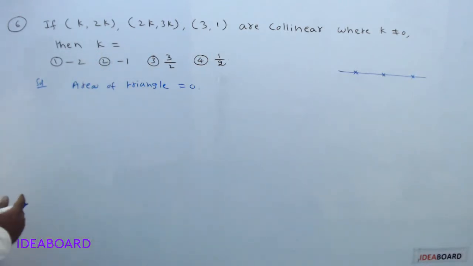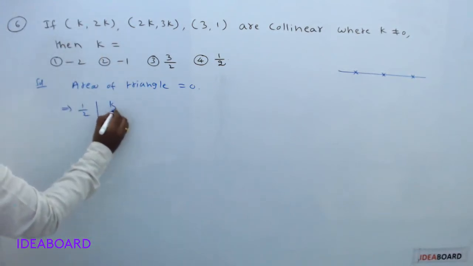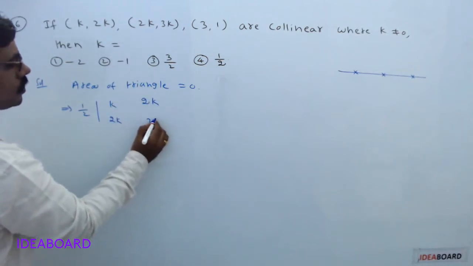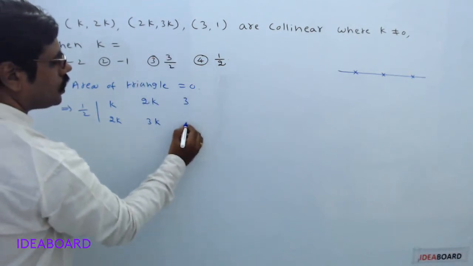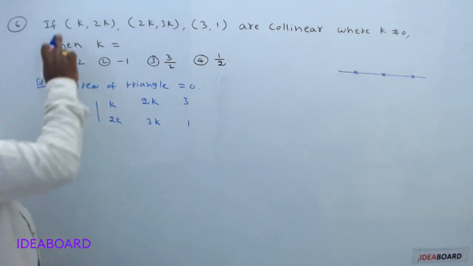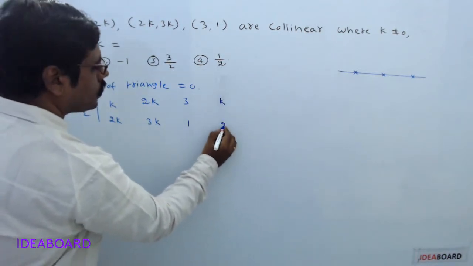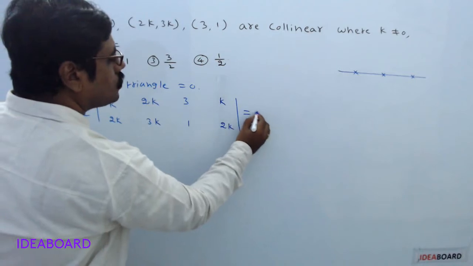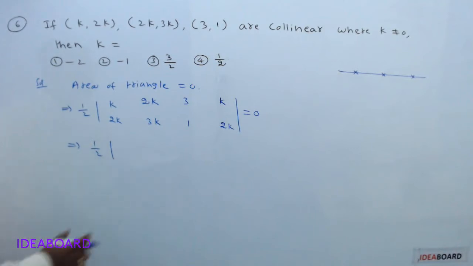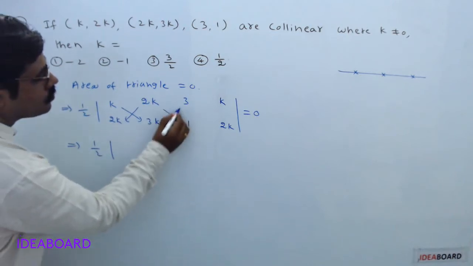So use the formula for area of triangle. So half modulus of first point coordinates k, 2k, second point coordinates 2k, 3k, third point coordinates 3, 1. If all 3 points are over, then again you write down the first point coordinates. Here what are the first point coordinates? K, 2k equals to 0. Now from this half modulus of, before you expand this format, put the arrow marks like this.